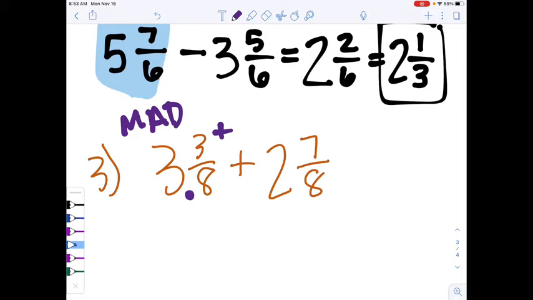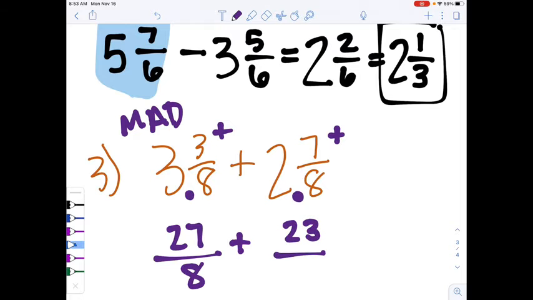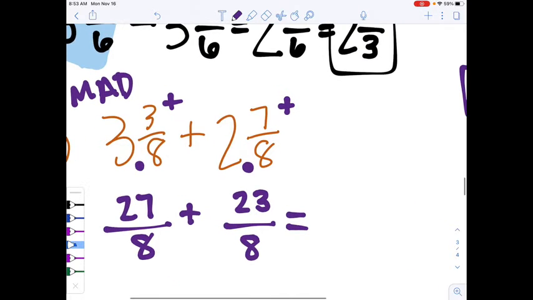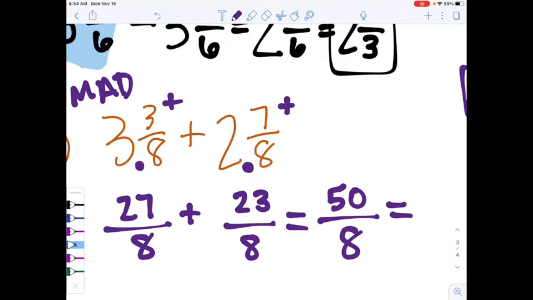3 times 8 is 24, plus 3 is 27, so this is 27/8 because I keep the denominator. Plus 2 times 8 is 16. 16 plus 7 is 23. Keep the denominator. Now, since they have a like denominator, I keep the denominator, add the numerators. This would be 50/8.